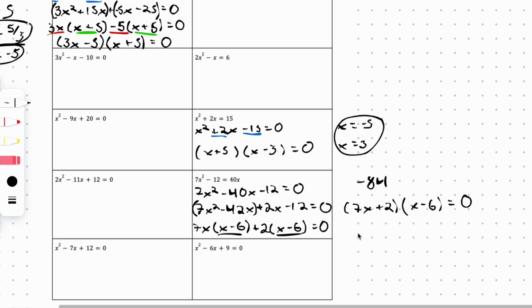So, I'm not going to write all this out, but we set 7x plus 2 equal to 0. We're going to move that 2 over and divide by 7. We get 2/7. Here, we set that equal to 0. We move that 6 over, and we get +6.